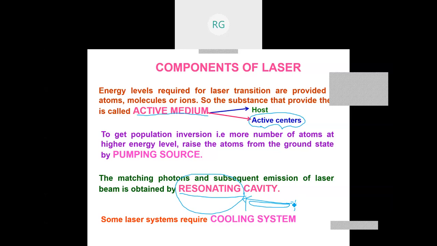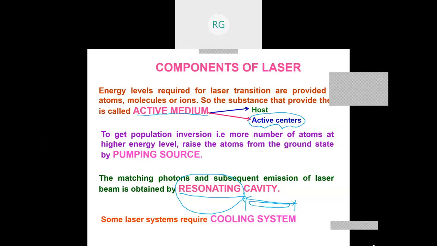So laser is a resonance phenomenon through which we get a coherent beam of light coming out of it. And in some systems, we require cooling. Why cooling? We have seen in the earlier slide that some transitions are non-radiative transitions which will give rise to heat, and we have to cool that heat. Otherwise, the heat that is released will make the active medium get hot, and thereby the laser characteristics will be lost. Hence, we need a cooling system.